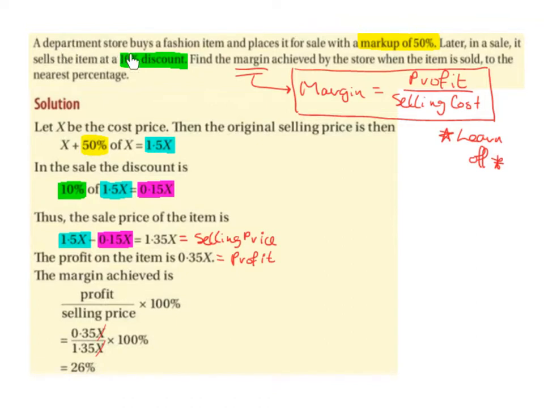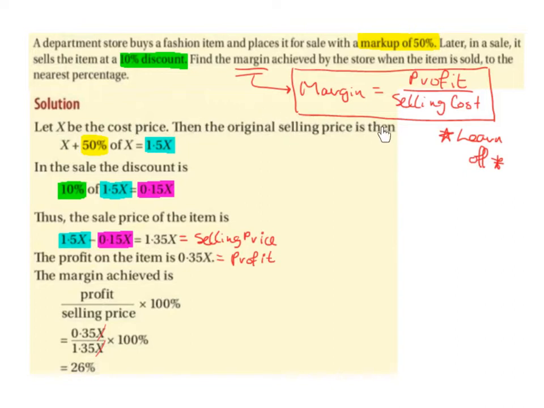A department store buys a fashion item and places it for sale with a markup of 50%. Later, in a sale, it sells the item at a 10% discount. Find the margin achieved by the store when the item is sold, to the nearest percentage. So margin is profit divided by selling price. Again, you need to learn this off by heart. We're going to let X be the cost price.